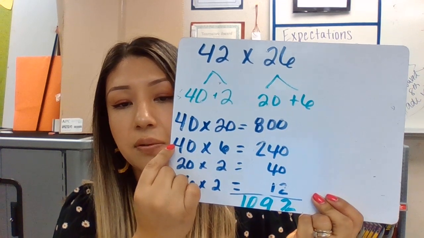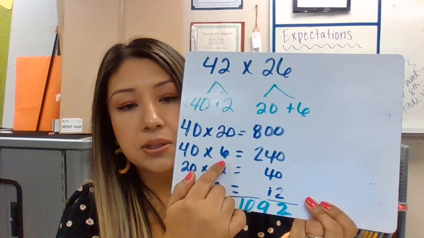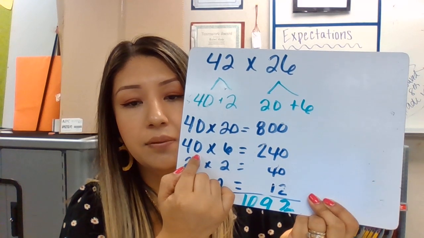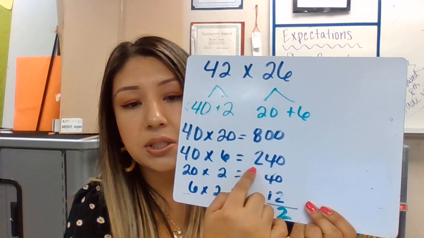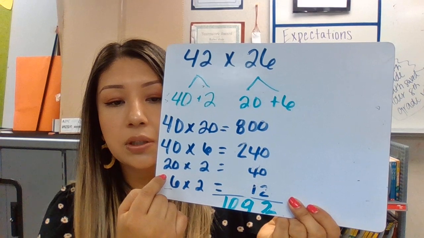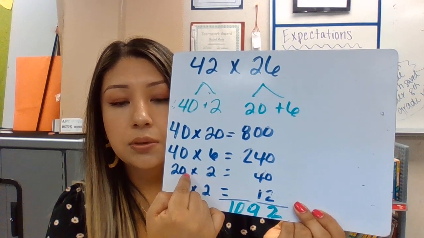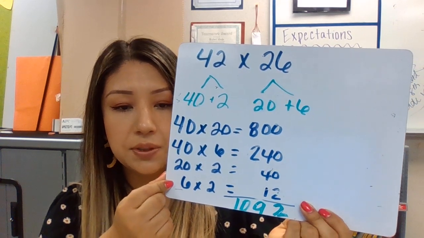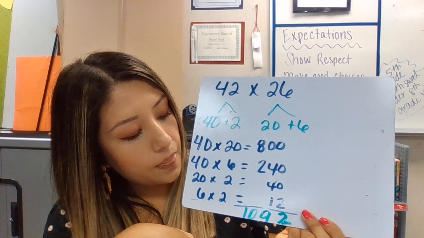Next, we're going to move on and solve the next problem. We're going to use the shortcut method again. And we're going to do 4 times 6 gives us 24. And how many zeros did we have left over? 1. So we're going to tack it on, and we have 40 times 6 gives us 240. Next, we have 20 times 2. We're going to do 2 times 2 gives us 4, and then we have 1 zero. We tack it on, and it's 40. And last but not least, we have 6 times 2, and we know that 6 times 2 is 12. We're going to tack it on.